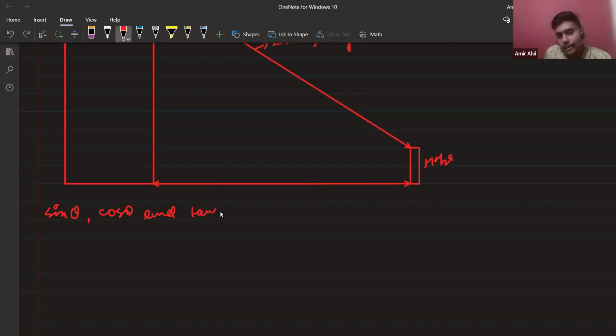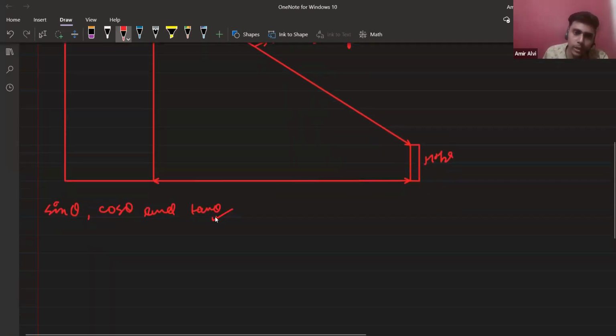Very good. Clear? So we are going to use these ratios very frequently. And tan is one of the most frequently used ratios in this whole chapter. In every case, you are going to use tan theta. Clear? Okay.